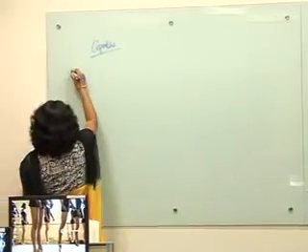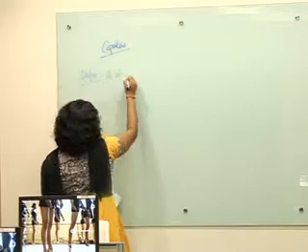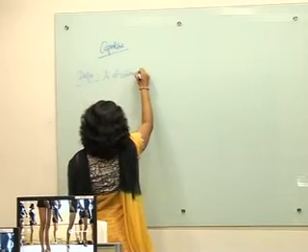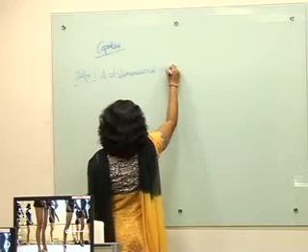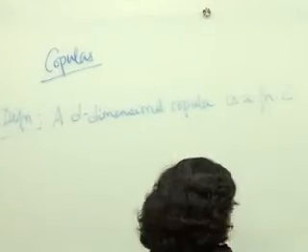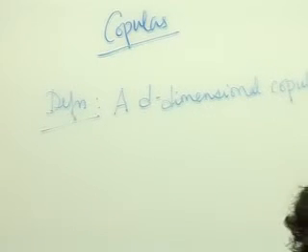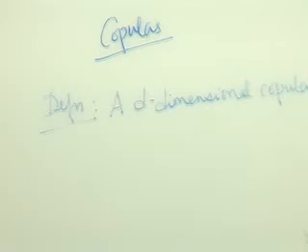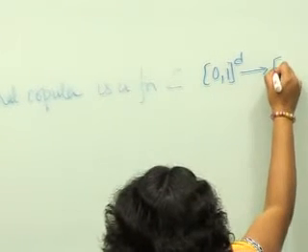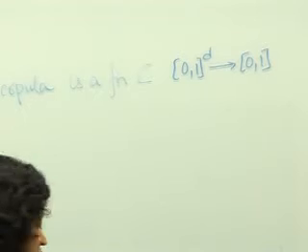So firstly, the definition: what is a copula? A d-dimensional copula, in this case I used k dimensions, a d-dimensional copula is a function C from 0, 1 to the power d to 0, 1, because ultimately I want to get back a CDF, so the values it will take will be in 0, 1, with the following properties.